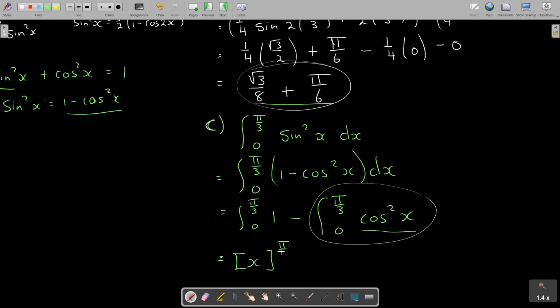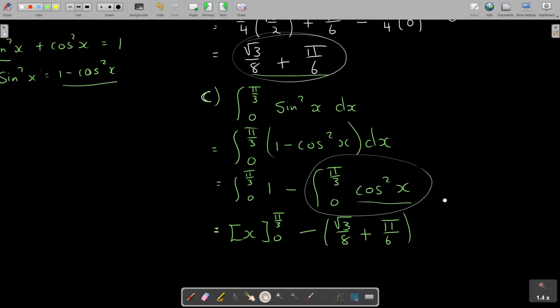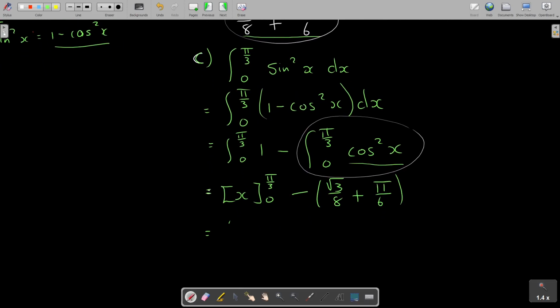x, and it's pi over 3 and 0. And now I'm going to substitute, keep your bracket, so it's square root 3 over 8 plus pi over 6. And if I'm continuing with this, I'm just going to say, okay, if I substitute, it's pi over 3 minus 0, okay, that's all, minus square root 3 over 8, minus pi over 6.